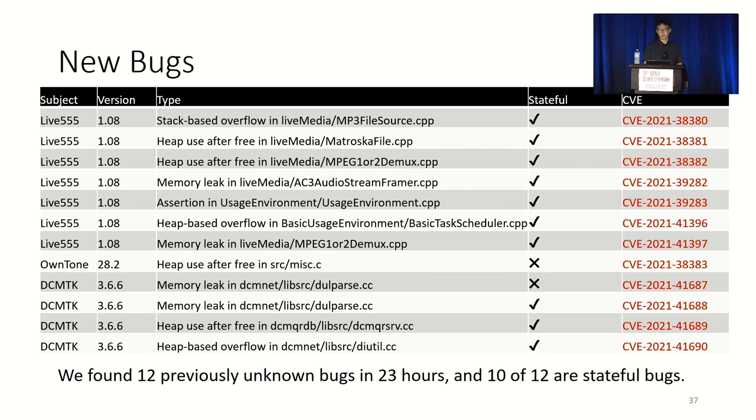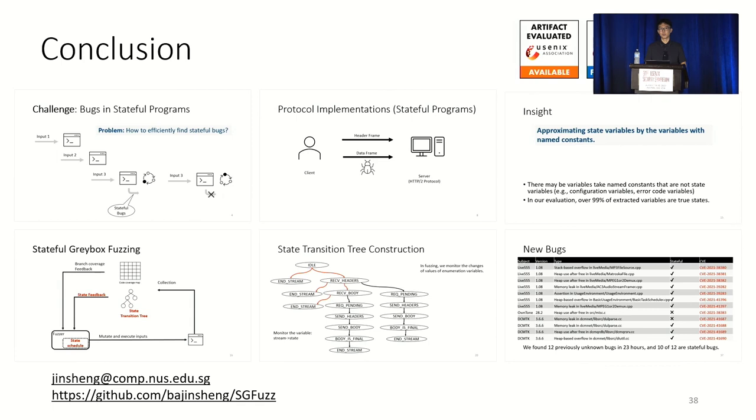The conclusion: in this work, we propose a novel method to identify the program state automatically. And we also designed several heuristic algorithms to exploit the state space. With this method, we found 12 newly found bugs and previously unknown bugs.